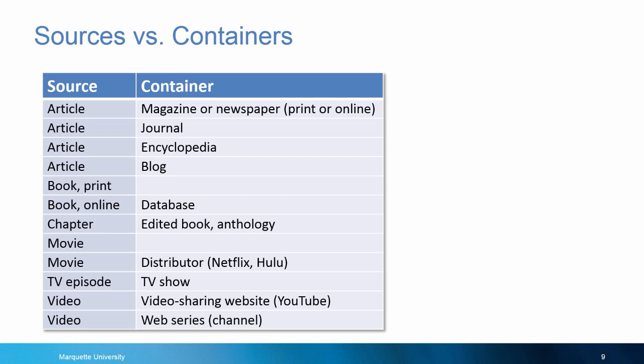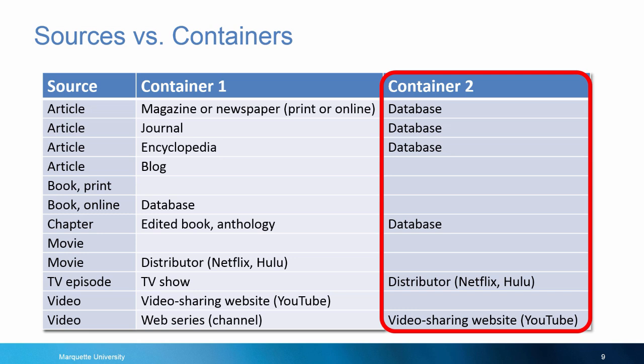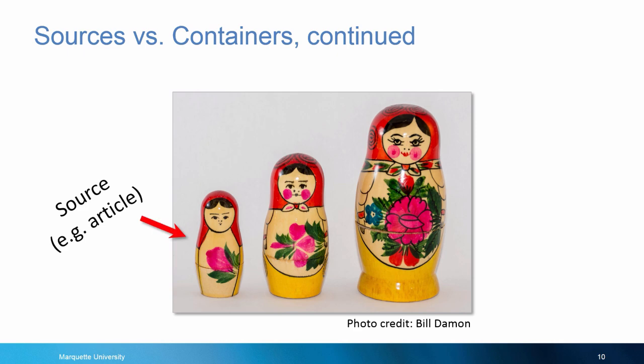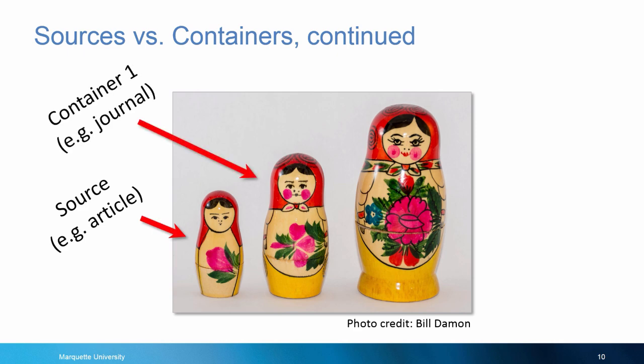But in a library, things can get more complicated because articles and books are often provided within a database. There could be two containers for a source. Here's another analogy. The source is like the smallest of these nesting dolls, the journal is the middle doll, and the database is the largest doll.